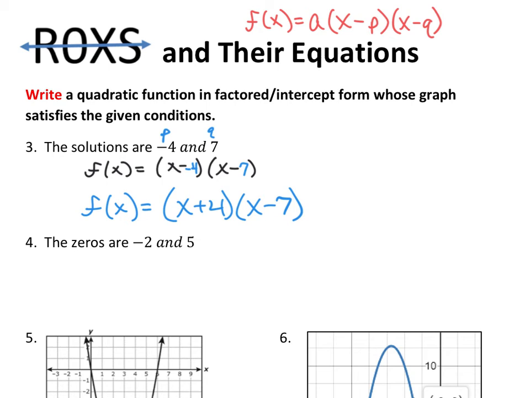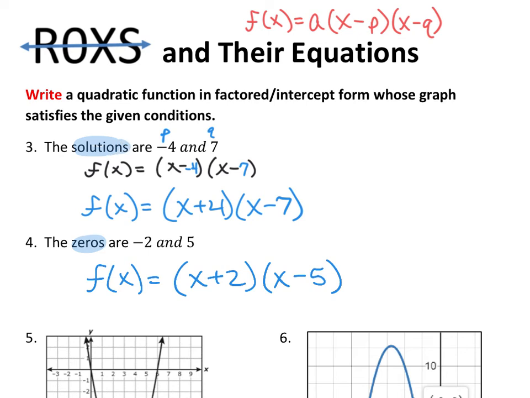You guys try number 4. What is the intercept form equation that meets these conditions? Hopefully that didn't throw you off because it says the zeros are -2 and 5. But remember, the zeros are still a part of my rocks words. So even though we've used 2 different vocabulary words, we're still talking about the x-intercepts. We're still talking about P and Q.